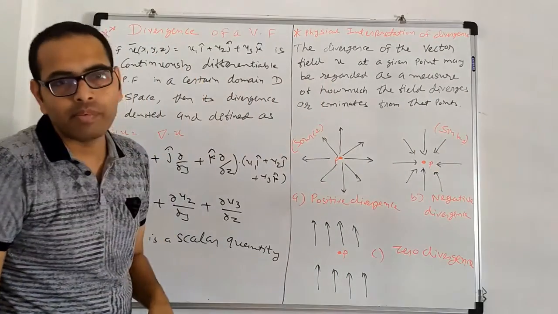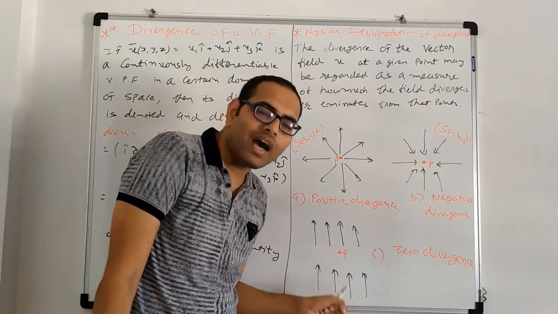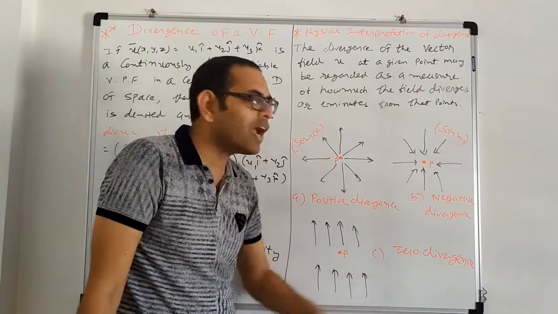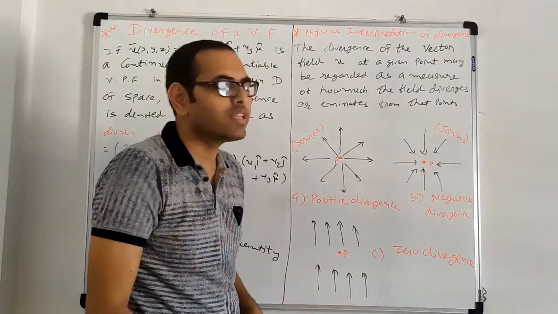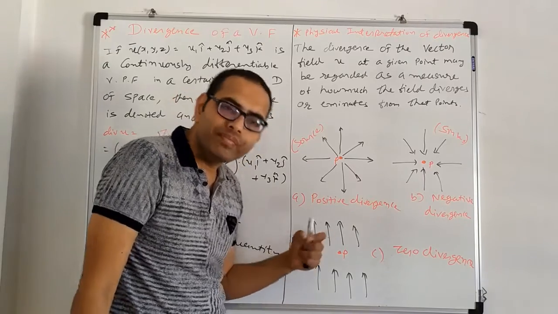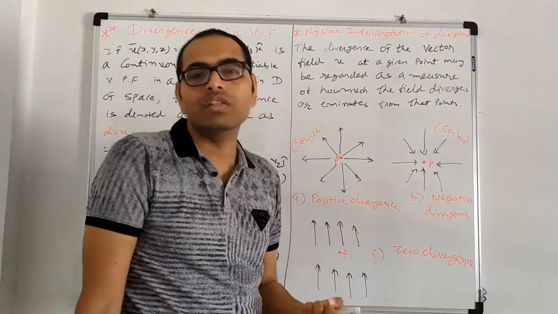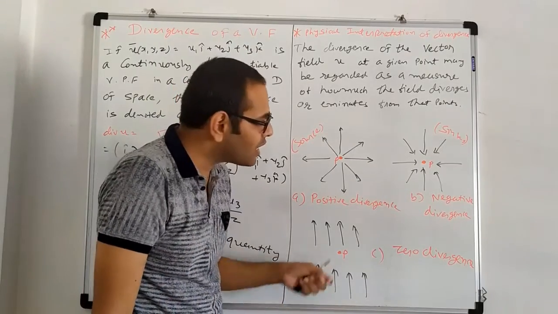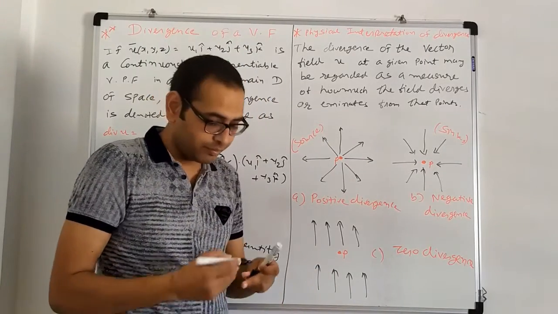And in the third diagram, the vector fields are parallel to each other, then we can say that it is zero divergence, meaning the vector field is neither positive divergence nor negative divergence, so it is zero divergence.